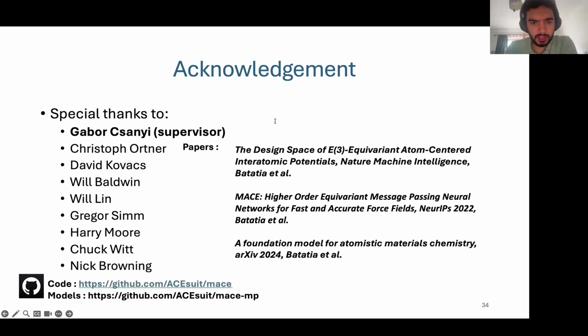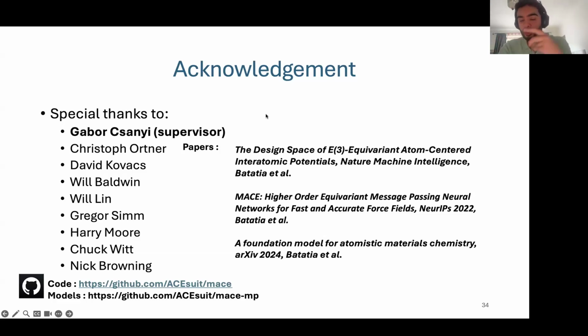And then, is the foundation model trained on open-shell or charged structures? So right now, the MACE-MP-0, MPA and OMAT models, all of these ones, are trained on closed-shell neutral systems, periodic ones.